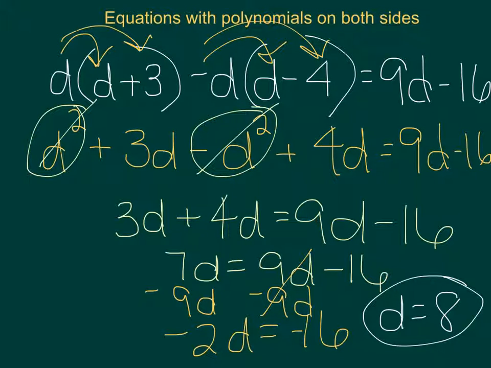When you're solving with polynomials on both sides, you should end with an answer solving for your variable. So that's what you're always trying to get to. You're trying to simplify to an answer for the variable.